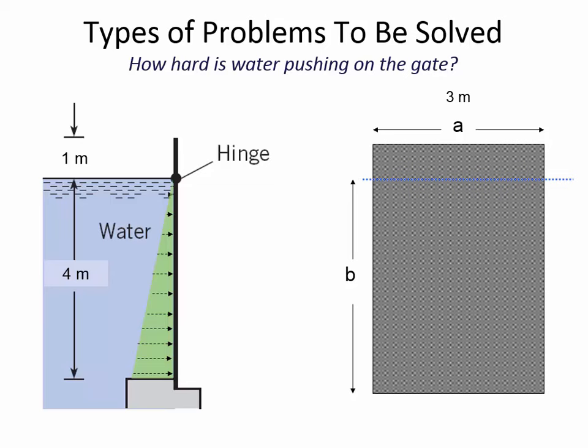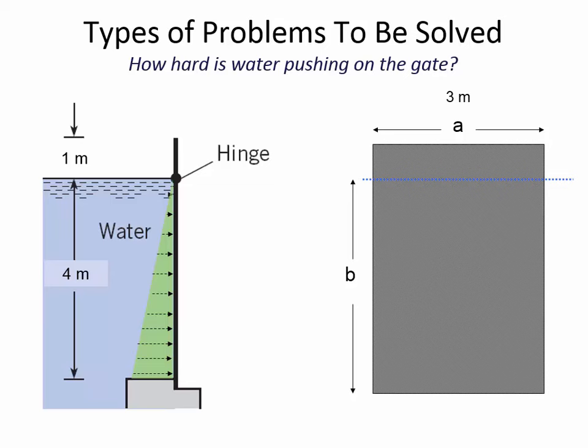And so as we go down through water, the pressure is increasing at 9810 pascals for every meter of depth that we go into the fluid. And so that is why this is triangular, because it's a linear increase in pressure.